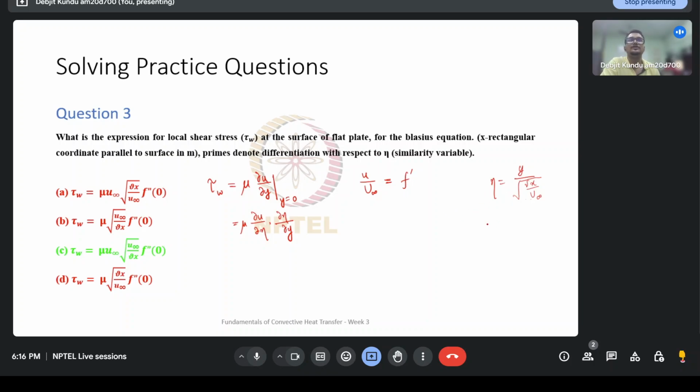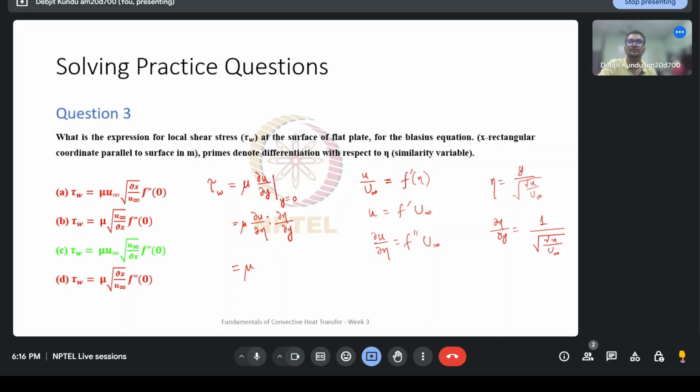So now, okay, from here I can tell that dou eta dou y is simply 1 over this thing, mu x by u infinity. And for dou u dou y, from here I can simply write u equal to f prime into u infinity, and f prime is basically a function of eta. So if I take one derivative with respect to eta, that is dou u dou eta, this simply gives me f double prime, and u infinity is a constant. So we will now simply plug in these values here.